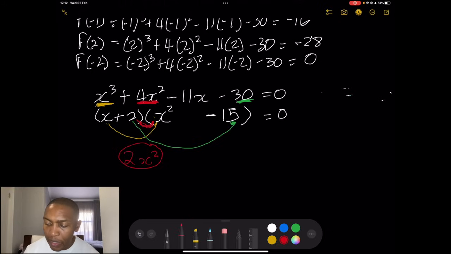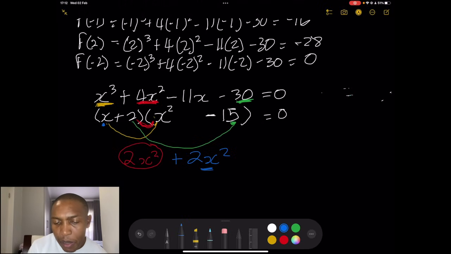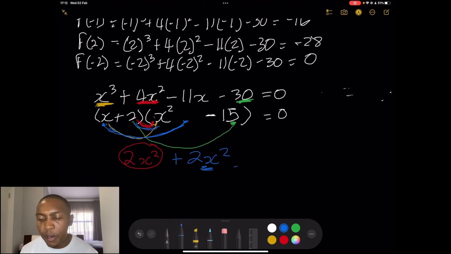So in this case, let me make that blue. So I'm missing a 2x squared. Now, how am I going to get that 2x squared? It means x multiplied by something should give me that 2x squared. Because when I add this and I add that, the two blues, they should give me 4x squared, which is that guy over there, 4x squared, right?